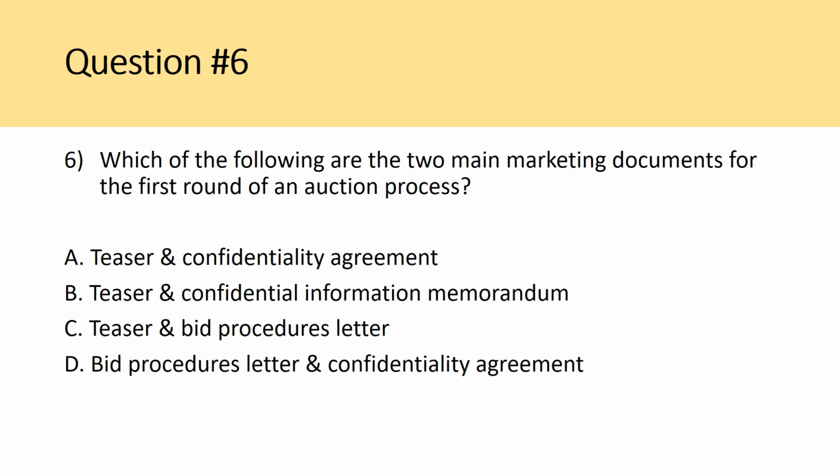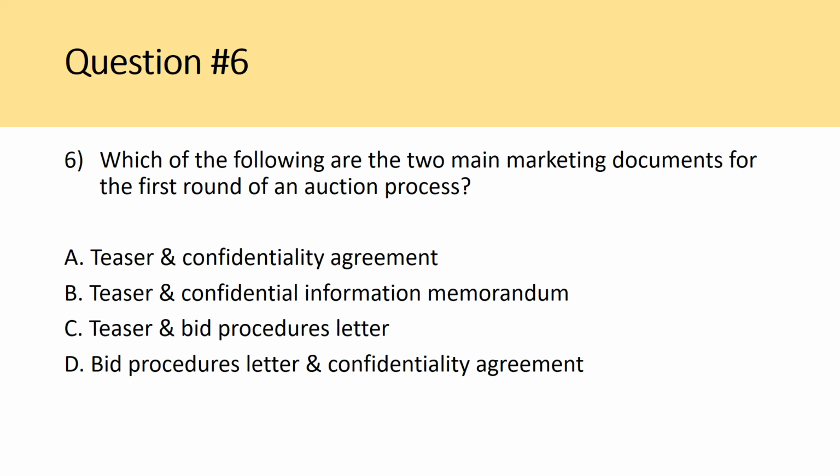Question 6. Which of the following are the 2 main marketing documents for the first round of an auction process? A, a teaser and confidentiality agreement. B, a teaser and a CIM. C, a teaser and a bid procedures letter. Or D, a bid procedures letter and a confidentiality agreement.